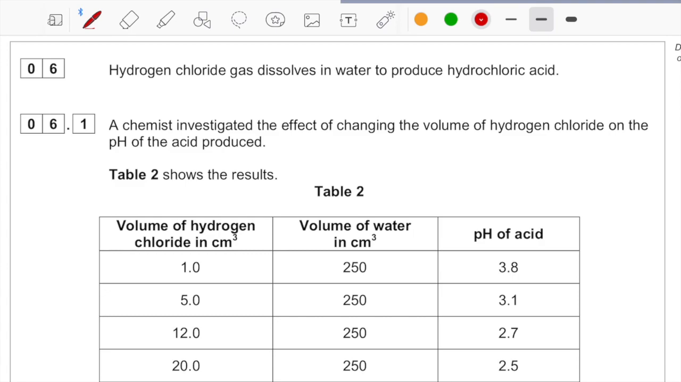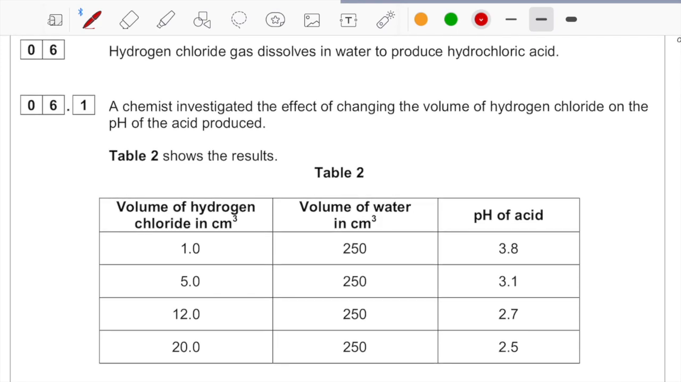Okay, so question 6. This question, on the whole, was well answered. But we're still going to look at it because we can learn some useful things beyond just simply this question.